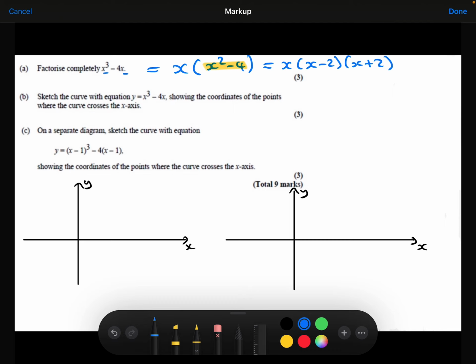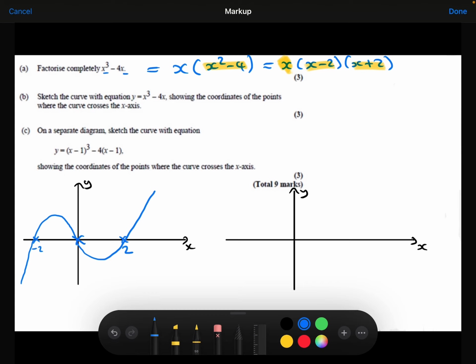Part B, sketch the curve with the equation y equals x cubed minus 4x, showing the coordinates of the points where the curve crosses the x-axis. So I know it has a root at 0, it has a root at plus 2, and I know it has a root at minus 2. I also know that it is a positive x cubed rather than a negative, so it's going to start by going up rather than down. So it's going to look something like that.